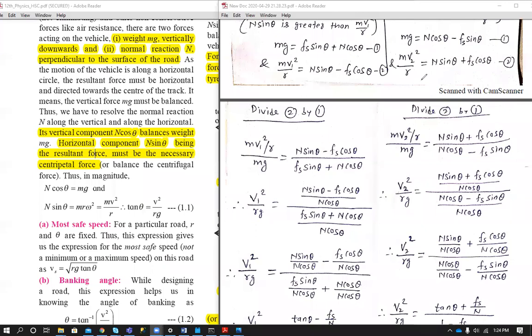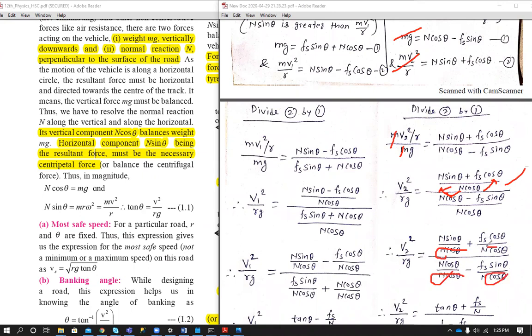Divide equation 2 by equation 1. Similarly, this gets cancelled. Here v2 is the higher speed limit or vmax. Then in the third, just divide by n cos theta. Again, separate out n cos theta with each numerator term: n sin theta upon n cos theta, fs cos theta upon n cos theta. Given to each term.